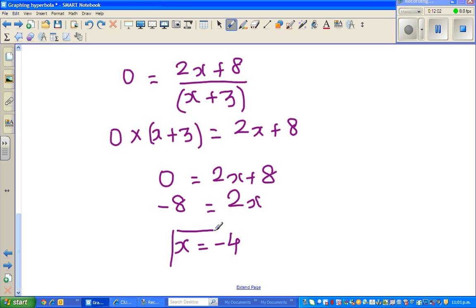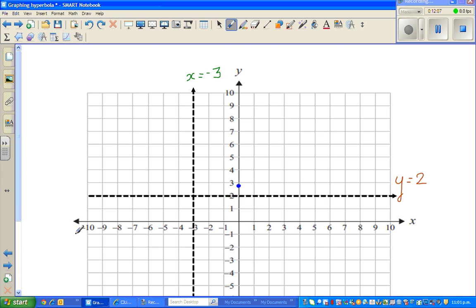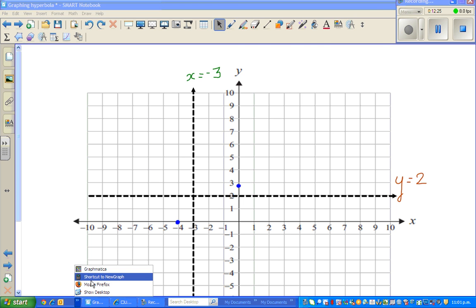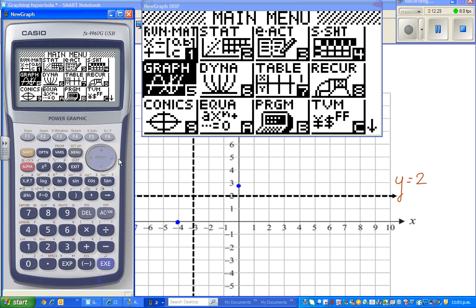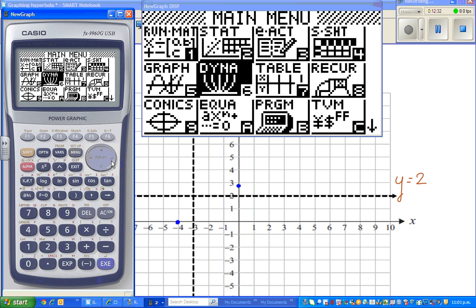So the x-intercept is negative 4. Let me use a blue color. x is equal to negative 4 is sitting here. So this is your x-intercept. Now we need to find some neat points, for which again we'll use the calculator. I'll go to table. I'll show you how to find the points. I'll also show that your graph would be undefined or give an error at negative 3.